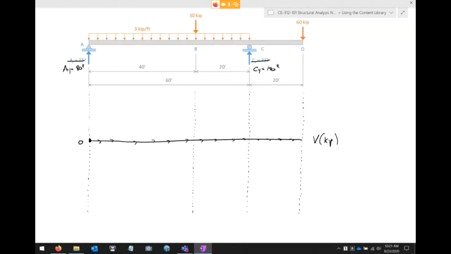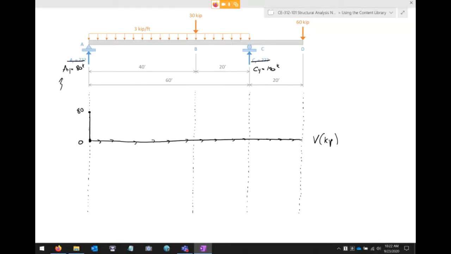Okay, so I start at 0. It's the first load that I see, starting at the left and working my way over. So the first thing I see is this 80 kips right there. I jump up to 80. Now let's see what happens from here. So this is point A. Let's see what happens from point A to point B.